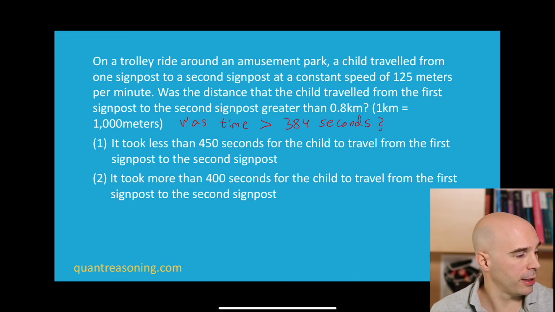On the other hand, statement 2 tells us it's more than 400. So if something is more than 400, can you tell which side of 384 it is? Yeah, if it's more than 400, it must be more than 384. And therefore, the correct answer is B.